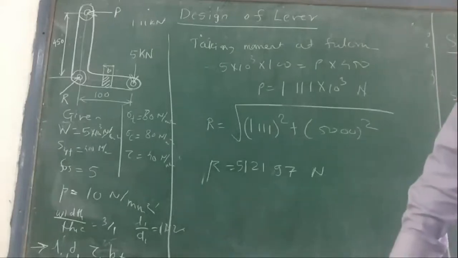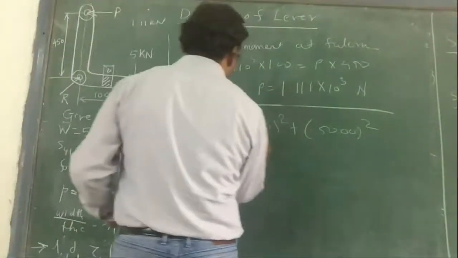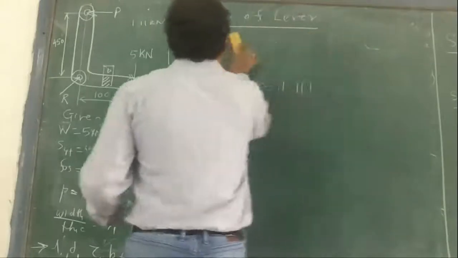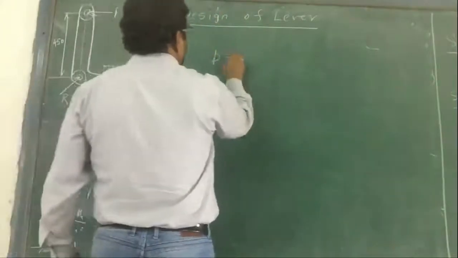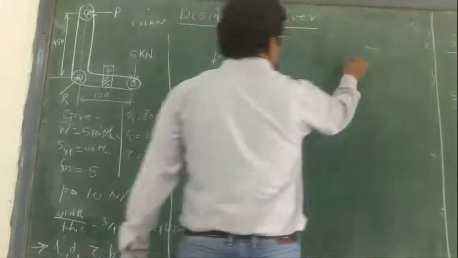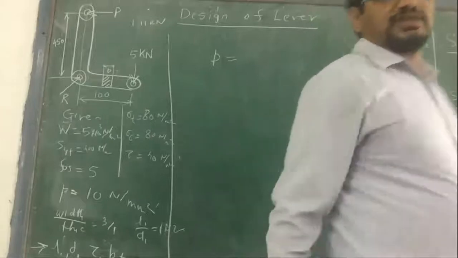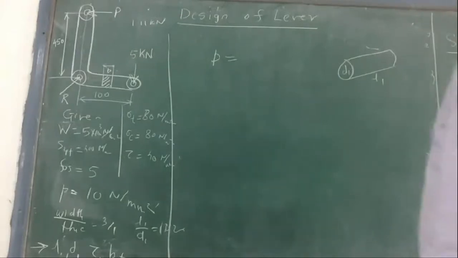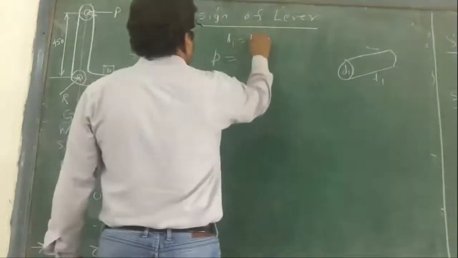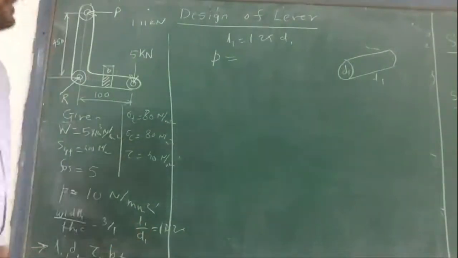Now we will use this R to calculate the dimensions of the fulcrum pin. Now how will you say the bearing pressure? This is the fulcrum pin, right? Now this is D1, this is L1. So the dimensions of the fulcrum pin are L1 into D1. Now see this, we have been given a ratio, right? The ratio of D1 and L1 is given. L1 is 1.25 times D1, right?